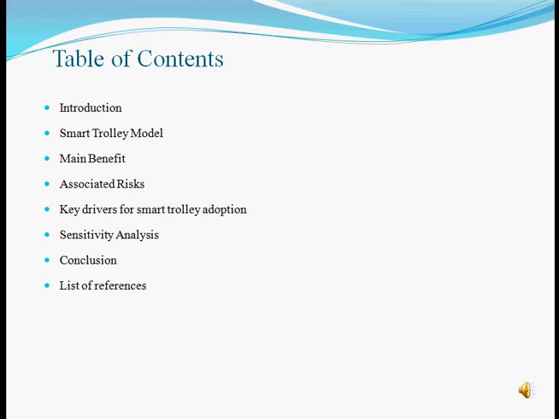To start with the subject matter, let's have a look at the table of contents. First, I would like to take you all through the introduction phase. In this, we will be looking at the smart trolley technology and how it can be utilized. The next phase will be about the smart trolley model and the resources required, mainly the hardware and software requirements. Also discussing the main benefits from the adoption of the smart trolley and its associated risks. In the latter phase, we will be looking at the key drivers for the adoption of the smart trolley, then moving to the financial part to discuss the sensitivity analysis, and finally summarizing the presentation with a conclusion.